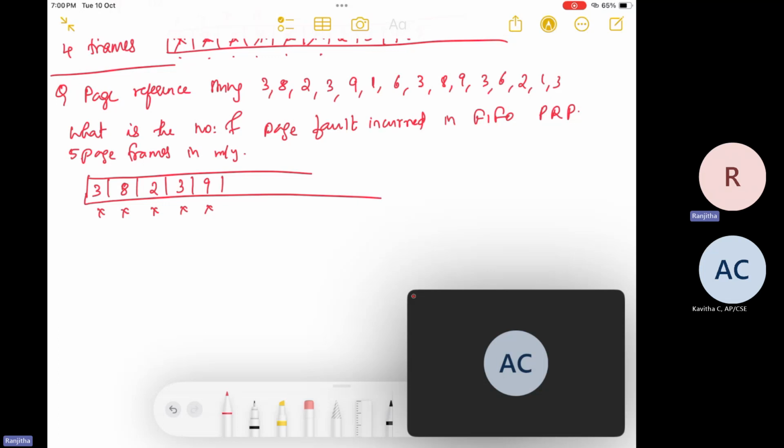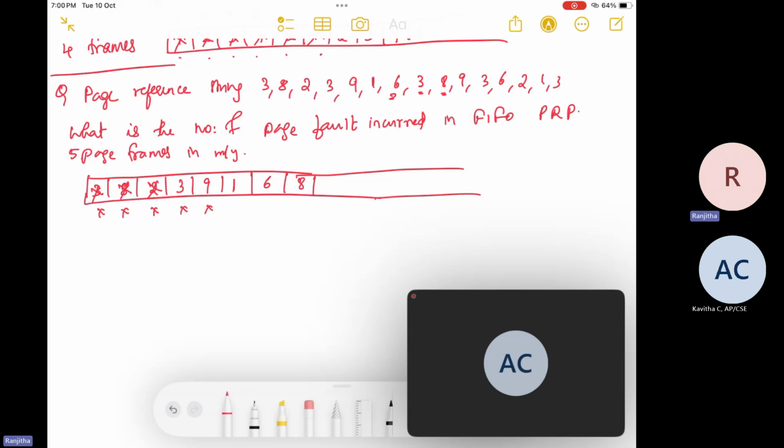So now after that, when we refer to 1, 1 is not there. So 3 will be replaced and 1 is brought in. Then 6 is not there, so a page fault will occur. 8 is replaced and 6 is brought in. Now with 3, 3 is there. There is no page fault, no page replacement. 8, 8 is not there. Page fault and page replacement.